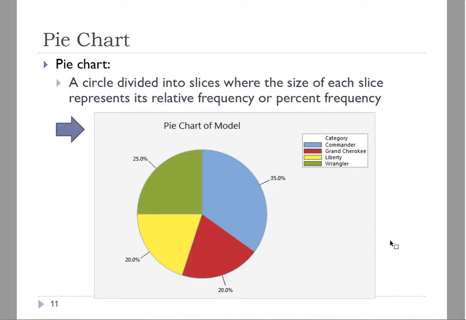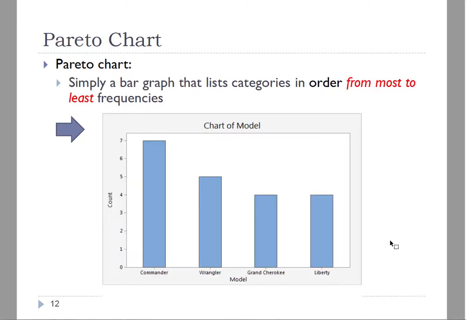We can also do this in a pie chart, which is very helpful, especially when looking at percentages. And so all a pie chart is, is a circle that's divided into various slices where the size of each slice represents its relative frequency or percent frequency. And of course, 35% of all sales came from the Jeep Commander.